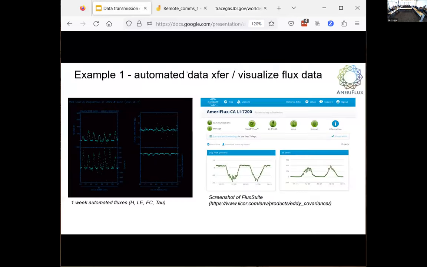So that's one other way, and that's what's really most powerful for us, is to be able to get our high frequency data out and processed and visualized so we can see what's happening at our fields.